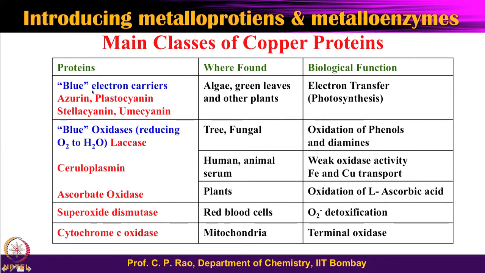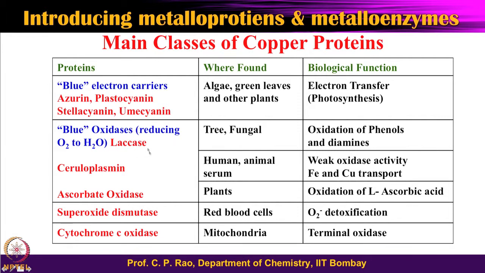One of the major classes of these copper proteins is called blue copper proteins, and these are blue copper proteins because they are blue in color. I will explain in a while why they are blue in color. And the main function of these proteins is electron transfer. A variety of such proteins are there, like azurin, plastocyanin, etc. I will come back to that in a while. So they are found in algae, green leaves, plants, many kinds of systems that we have.